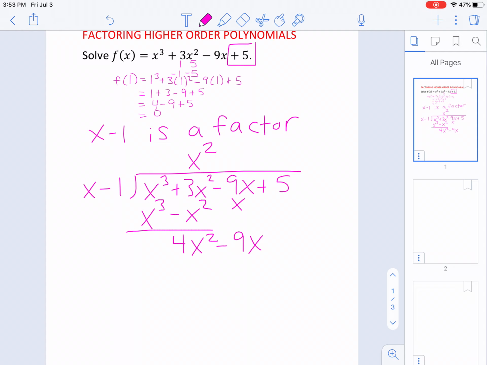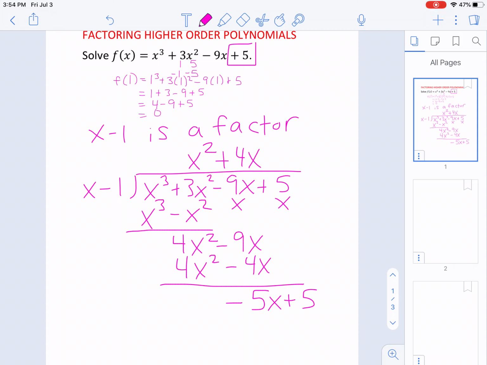So how many times does x, the leading term in the divisor, divide into 4x squared? Well, it goes in positive 4x times, making sure to line up the x term in the quotient with the x term in the dividend. 4x times x minus 1 is 4x squared minus 4x. We subtract, so the x squared terms are gone. We get 0x squared. Negative 9 plus 4 gives us negative 5x, and we bring down the positive 5.